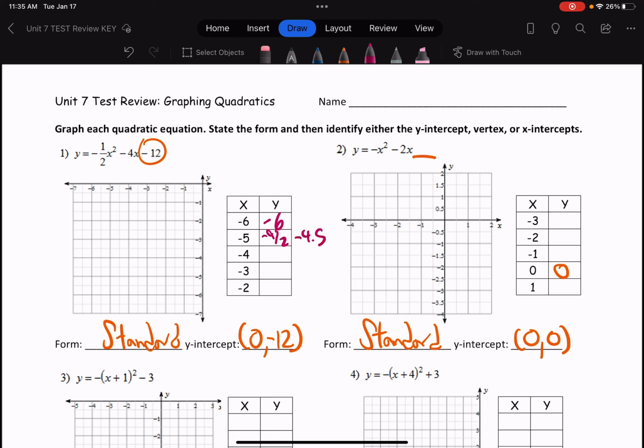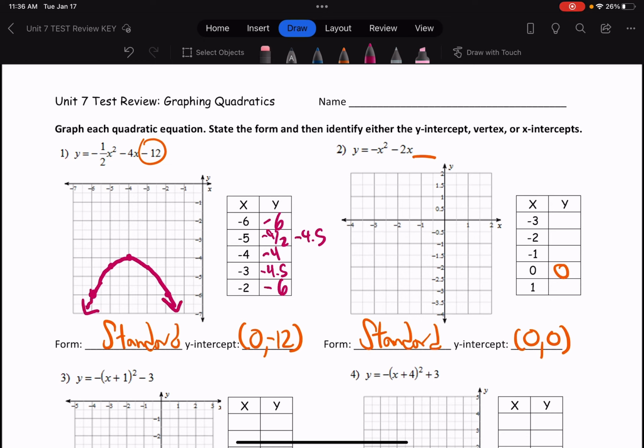So if I'm graphing this where x is negative 6, y is negative 6, where x is negative 5, y is negative 4.5, so it's going to be right there in between negative 4 and negative 5. When x is negative 4, y is negative 4. When x is negative 3, y is at negative 4.5 again. And when x is negative 2, y is at negative 6. And we have our downward facing parabola.